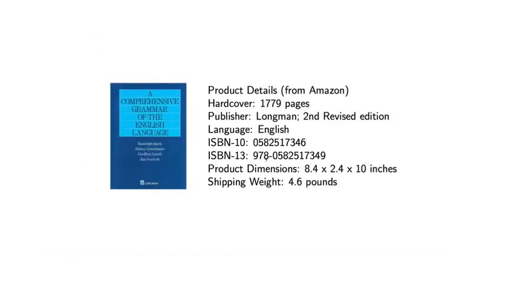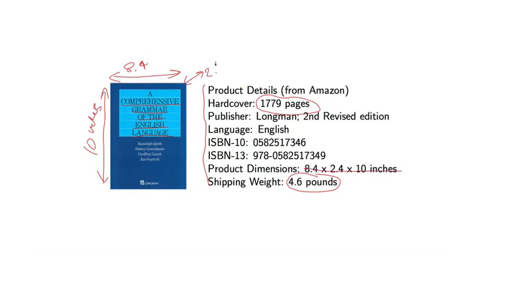Just to emphasize how formidable a task building a grammar of English might be, this is a book. I brought up the product details from Amazon. It's a book called A Comprehensive Grammar of the English Language. It's a very famous book about English grammar. It is close to 2,000 pages in length. It weighs almost 5 pounds. It's a large book. It is 10 inches on this dimension, 8.4 inches on this dimension, and over 2 inches thick. And so this book tries to document the grammar of English, and it is huge.